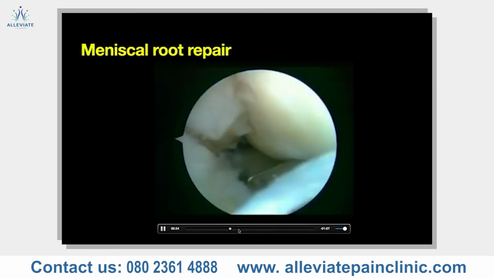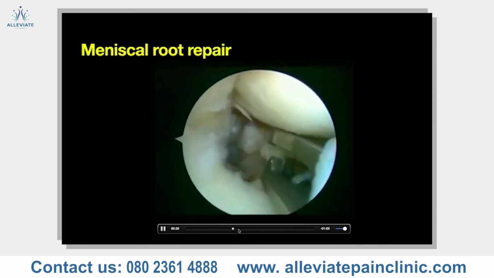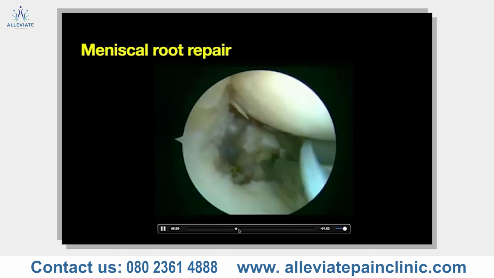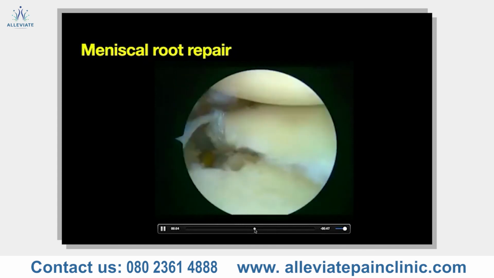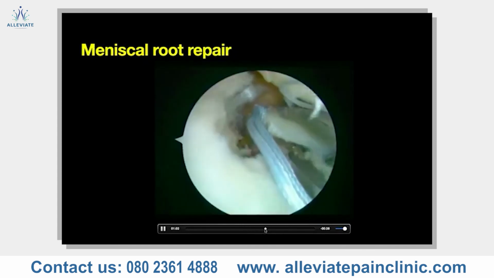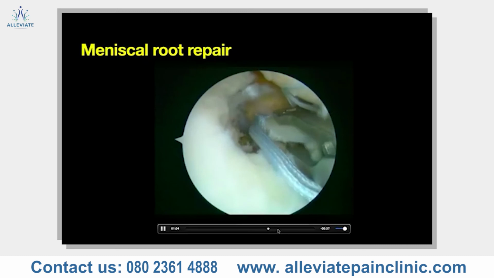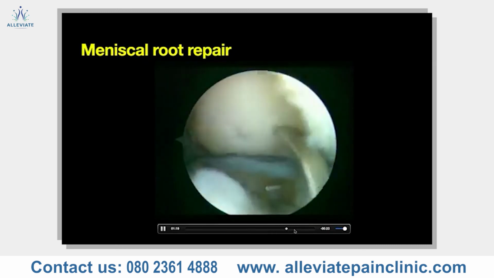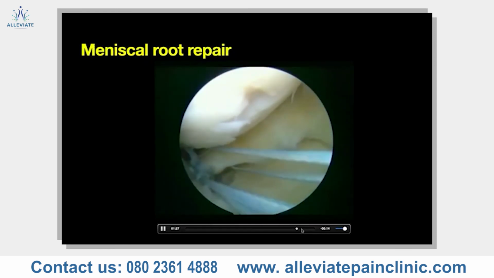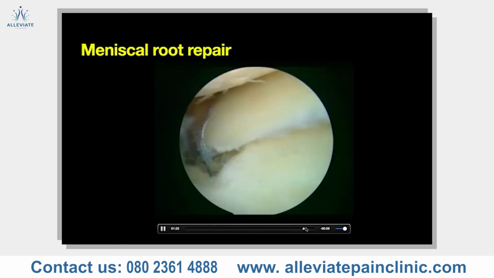Then 2 bites are taken with the high strength sutures. One bite, and the second bite is taken just medial to that first one. Once the 2 bites are taken, the sutures are passed through the tunnel we have made before, pulled back, and tied on the anterior surface of the tibia.